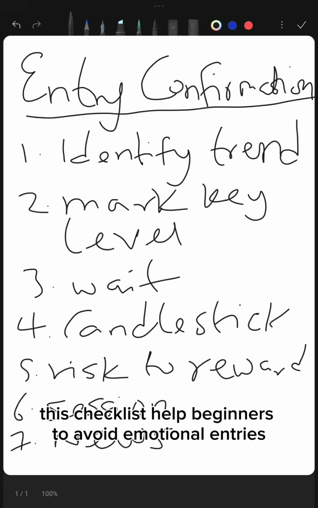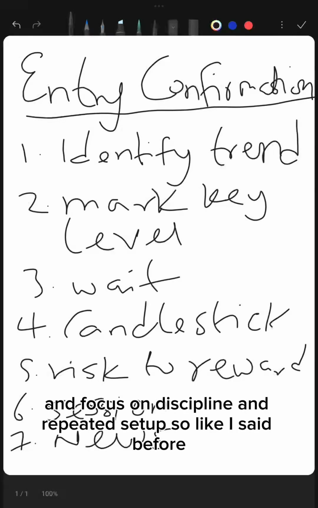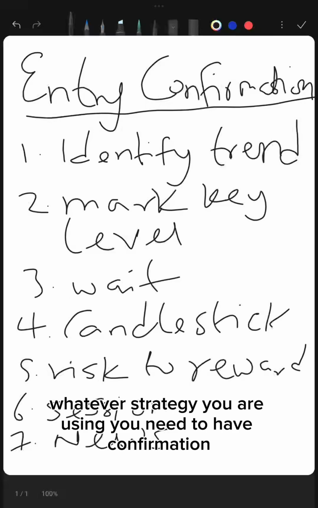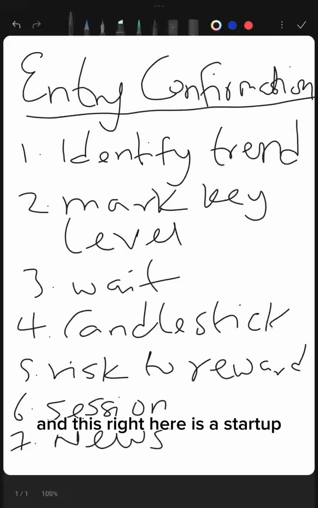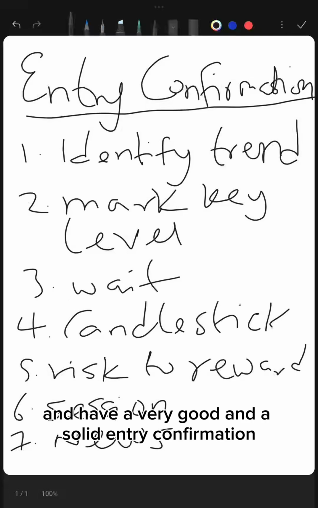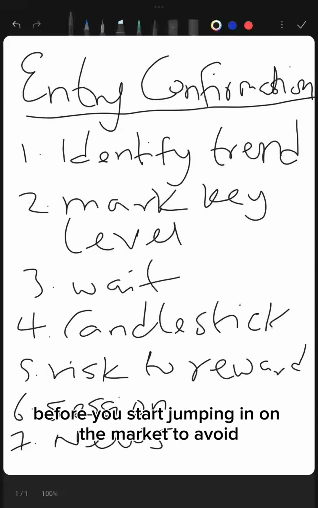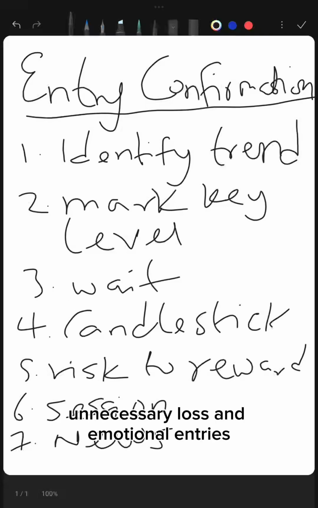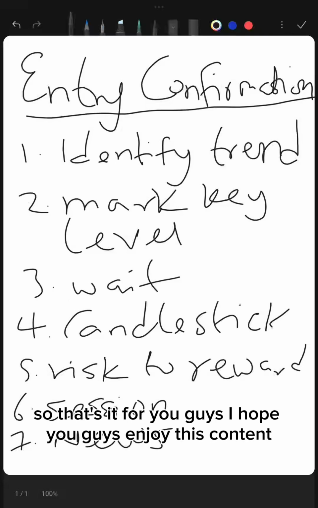These checklists help beginners to avoid emotional entries and focus on discipline and repeated setups. Like I said before, whatever strategy you are using, you need to have confirmation. And this right here is a startup. I'm not saying you can't build your own, but this is something you can build on and have a very good and solid entry confirmation before you start jumping in on the market, to avoid unnecessary loss and emotional entries.